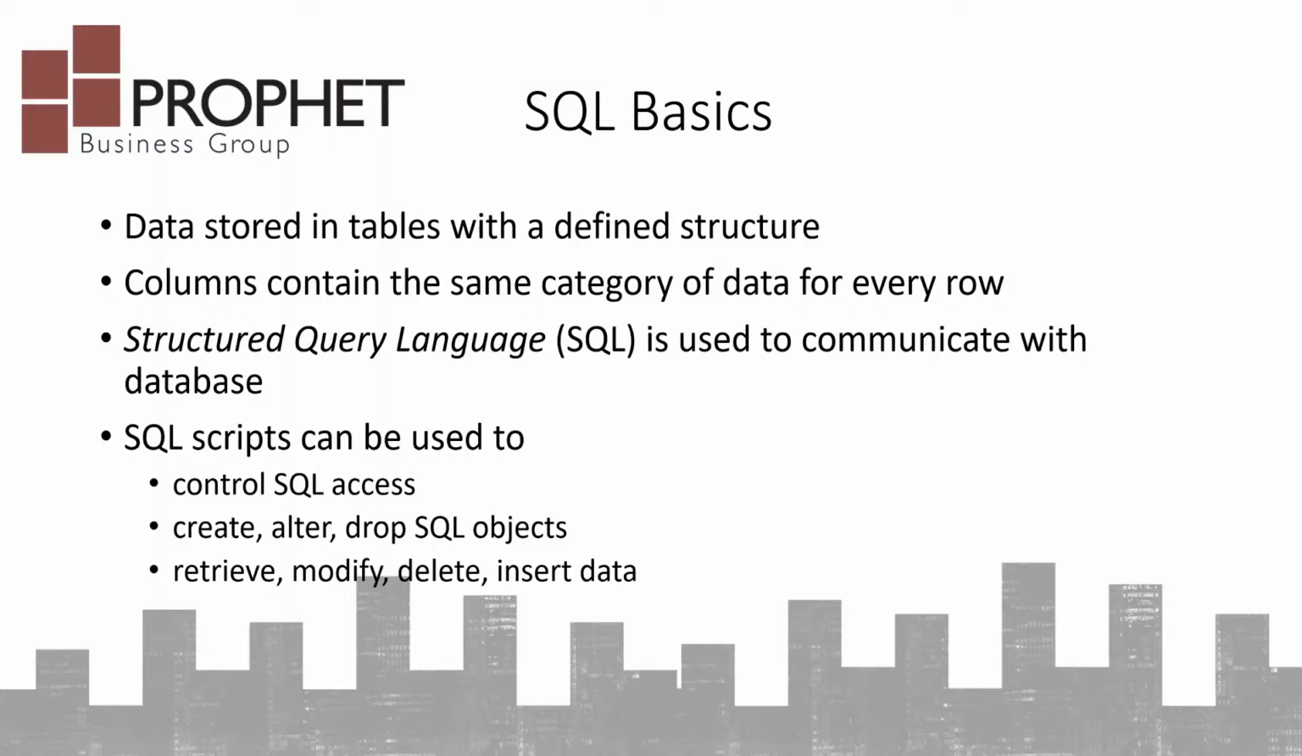In a SQL database, data is stored in tables with a defined structure. What I mean by defined structure is that there's a defined number of columns, and each of those columns has a specific purpose. Each of the columns contains the same category of data for every row within the table. So a vendor ID column will always contain vendor ID data within that table.